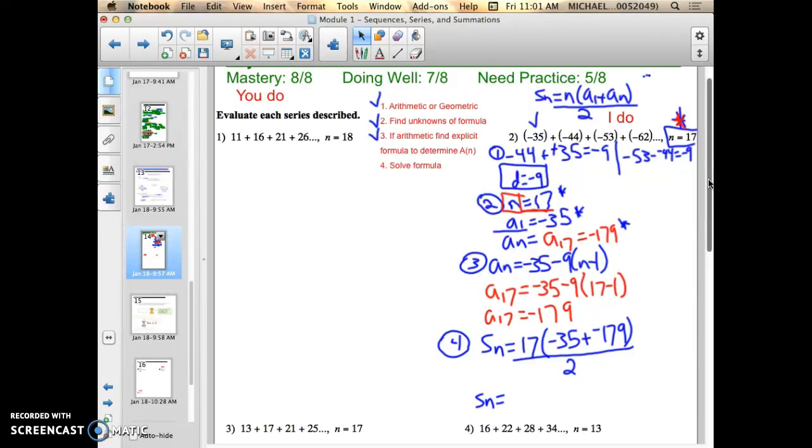And you can go ahead and enter this in exactly like you see it: 17, parenthesis, negative 35 plus negative 179, close the parenthesis, and then divide all that by 2. And I get my sum to be negative 1819, or negative 1,819. And I am done.